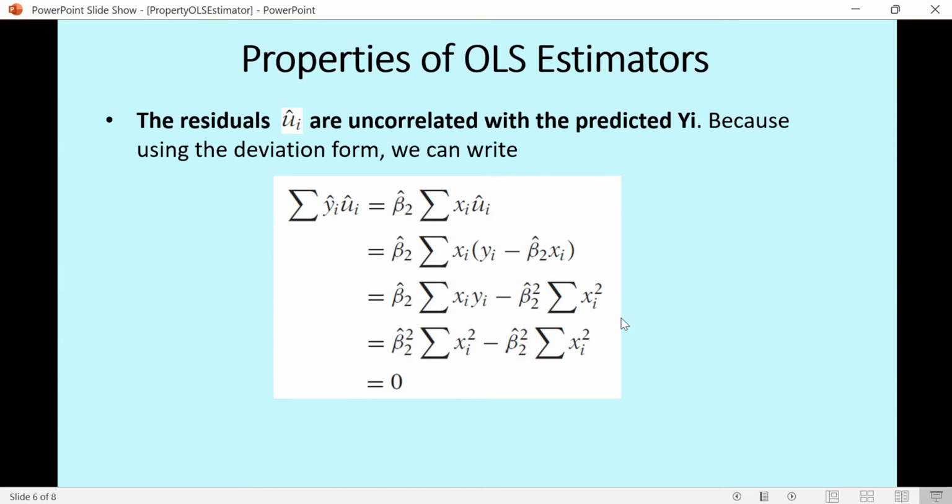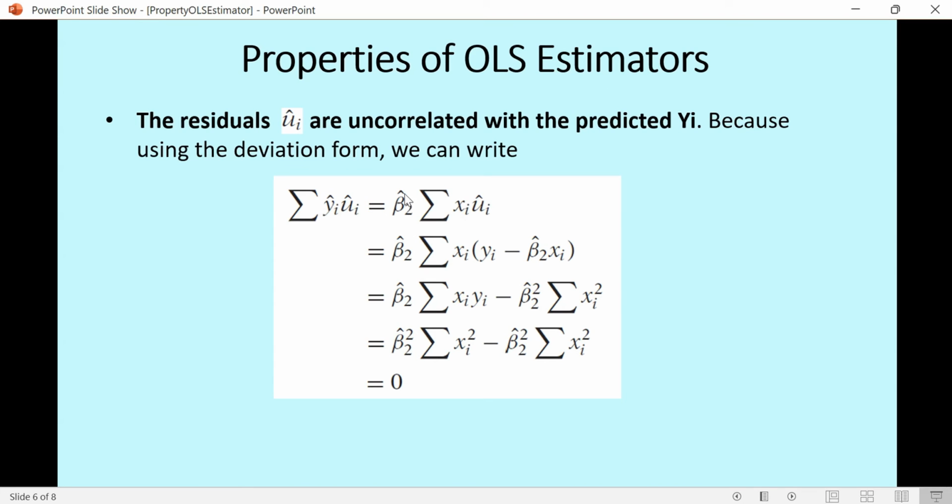And the next property is that residues are uncorrelated with the predicted y. Here is a predicted y, so it's y hat. Okay, so we can write this form. This is actually the correlation calculation from the definition, because correlation is the deviation of y hat and its mean value, and this is also for the residues to their mean value, because the mean value of the residue is 0. So actually, this is the main part of the correlation, right?